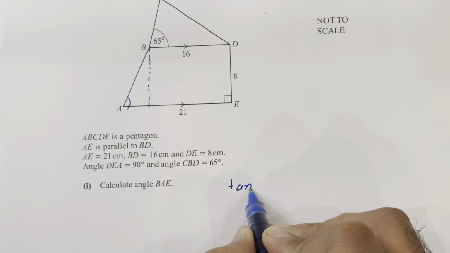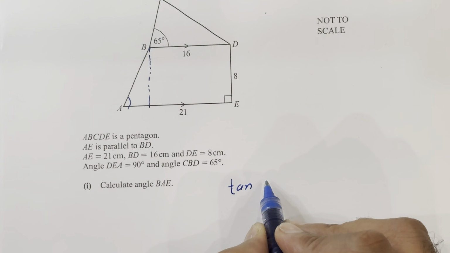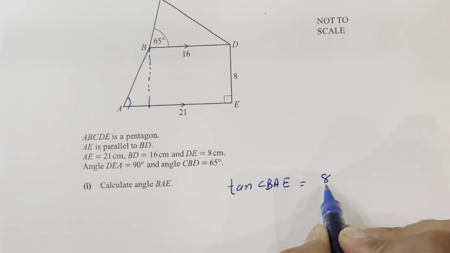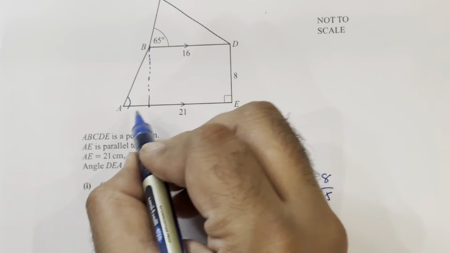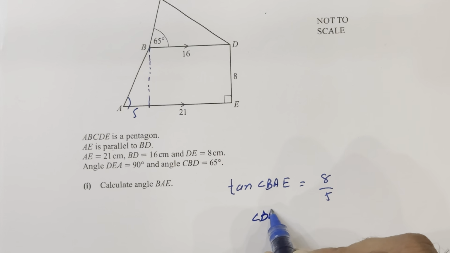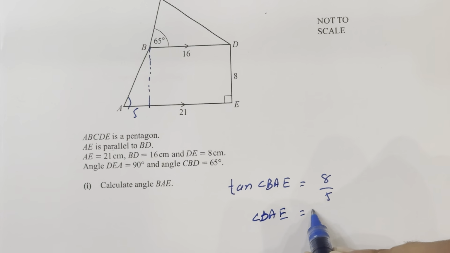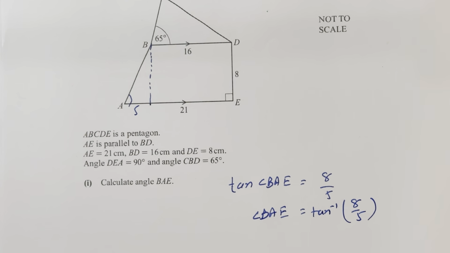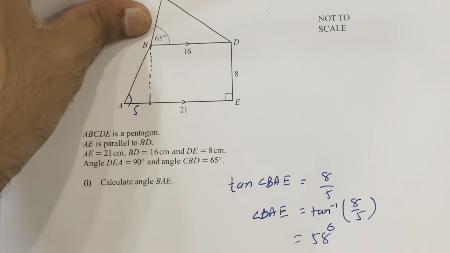Tangent of BAE is 8 by 5. This is 21 minus 16, this is 5. And angle BAE is tan inverse 8 by 5. After taking tangent inverse, you get the answer that is equal to 58 degrees. So this would be our answer.